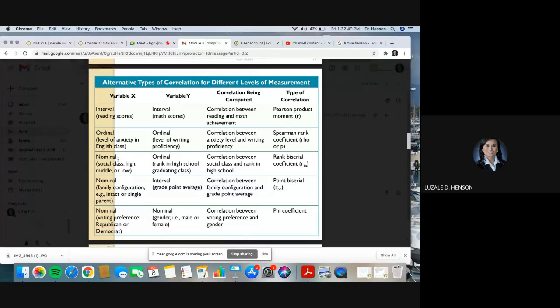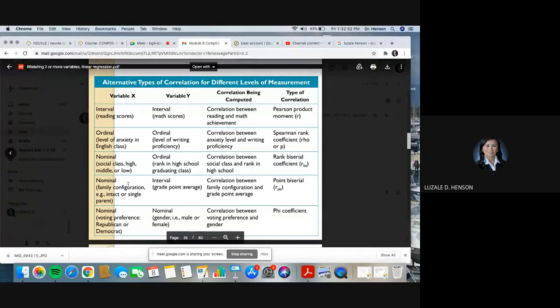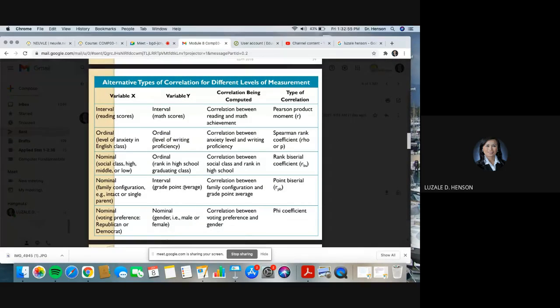Now, if you have a nominal level of measurement for the X and then ordinal for the Y, then you have the rank biserial coefficient. That's the statistical test to be used. Nominal and then interval for X and Y variables respectively, then you have point biserial. We have examples here of correlation between family configuration, such as whether the family is intact, or a single parent, or a complete family where the father and the mother are present. So that is nominal because you cannot rank that. And then this one is interval. So you can use point biserial for that.